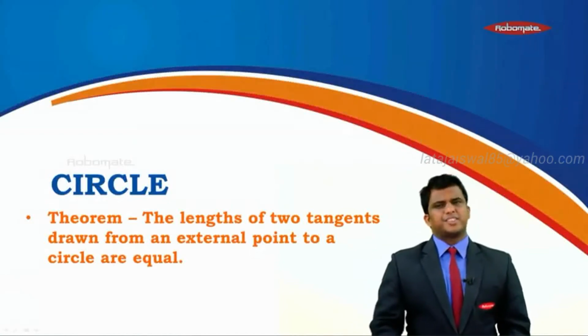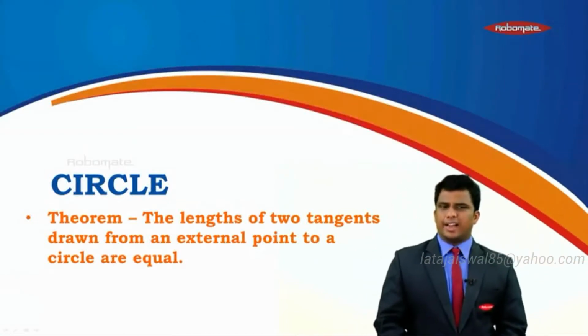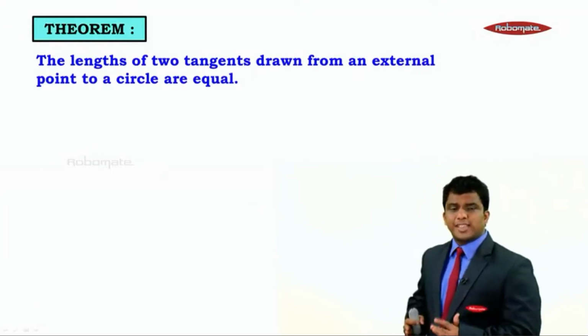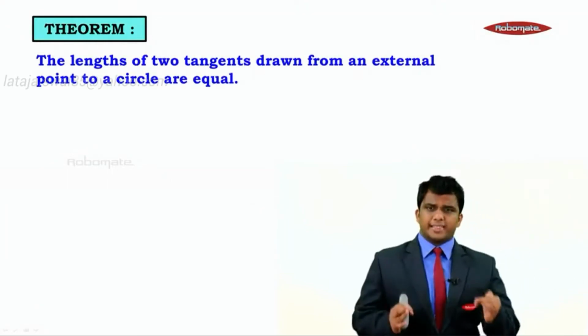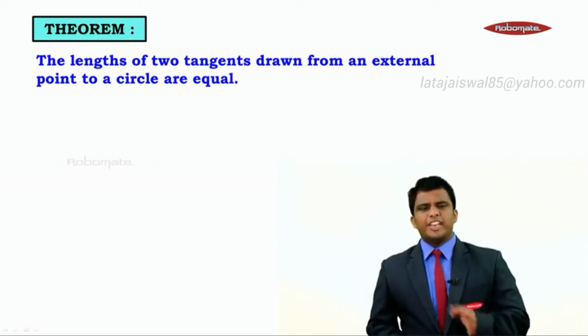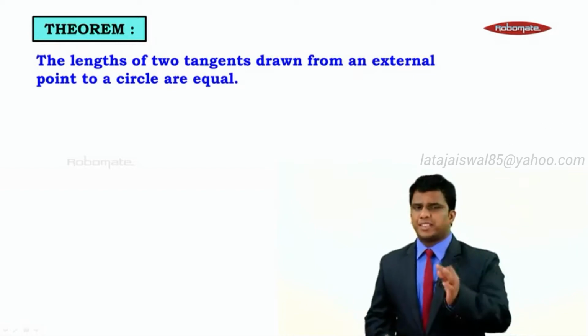The lengths of two tangents from an external point to a circle are equal. Now, going forward with the statement, it goes as: the lengths of two tangents from an external point to a circle are equal. Let's understand what we need to create in the figure so that we can prove this theorem.